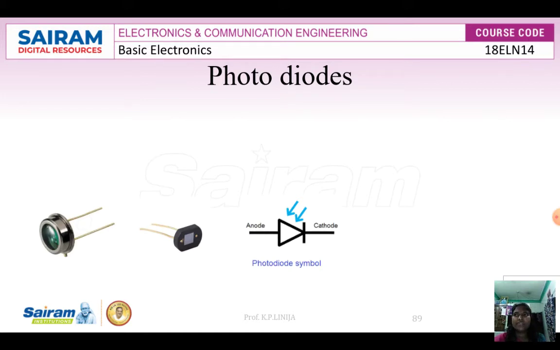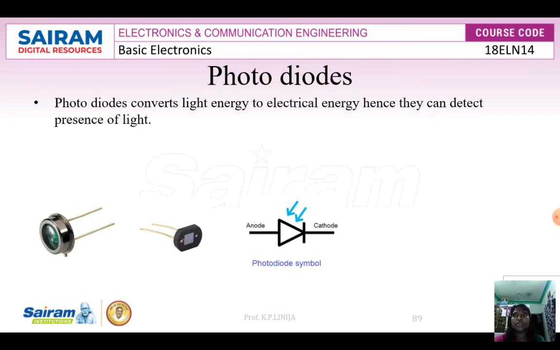Okay. So first, a photodiode is a semiconductor PN junction, which always operates in reverse bias condition. For the photodiode symbol, we draw one ordinary PN junction diode, and there we need to put the light-absorbing symbol. So these two are examples of photodiodes. A photodiode also converts light energy to electrical energy, therefore it will detect the presence of light.